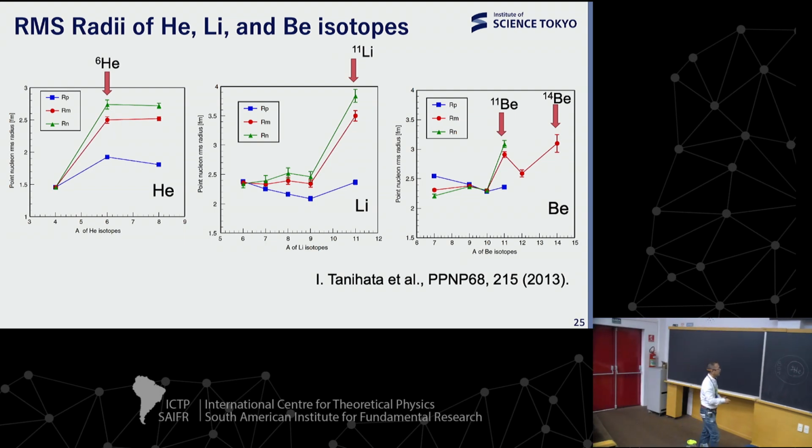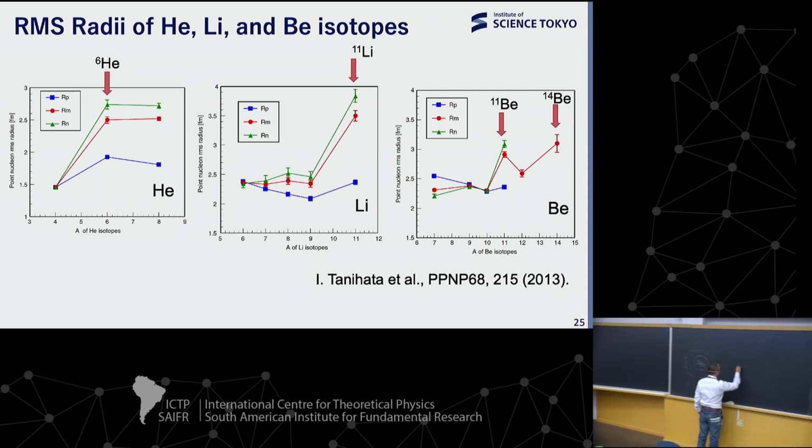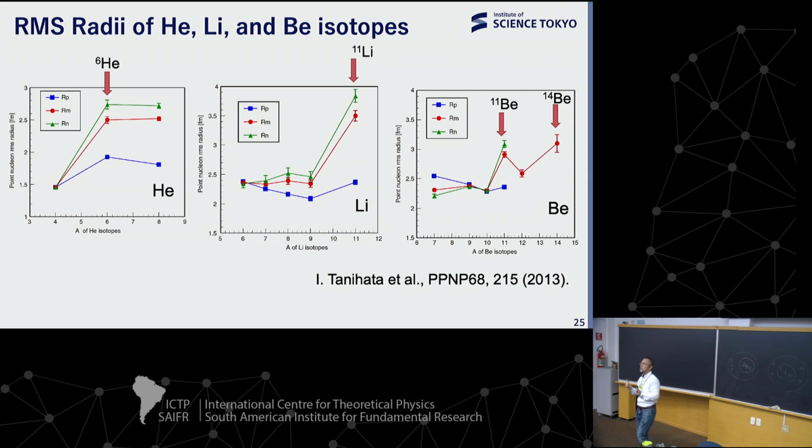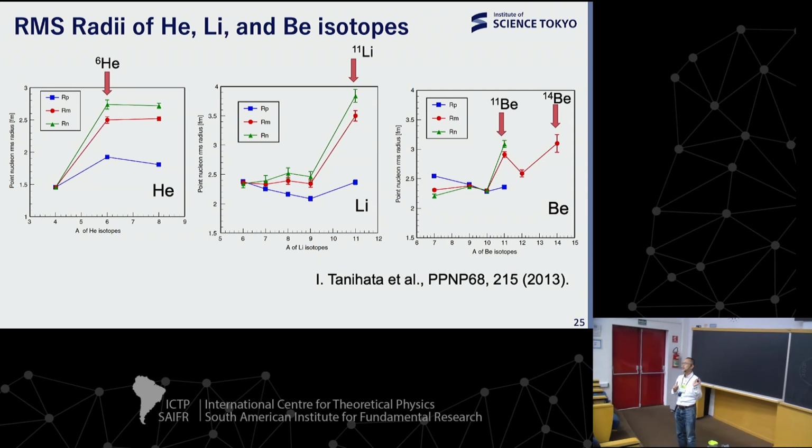But for helium-8, this is more like this, so that the center of the charge and center of mass are closer than in helium-6. That's why the charge radius of helium-6 is larger than helium-8. That is our interpretation. Okay. Thanks.